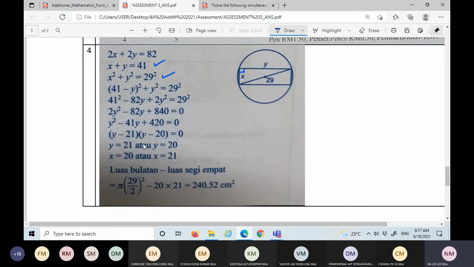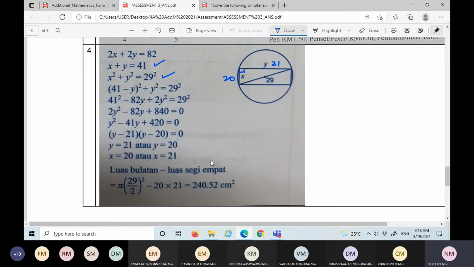When you have the answer for y as 21, then you substitute, and you will get x as 20. Normally we choose the shorter one for the width and the longer one for the length, so this one should be 21 and this one should be 20. Either one, actually, you will get the same answer.